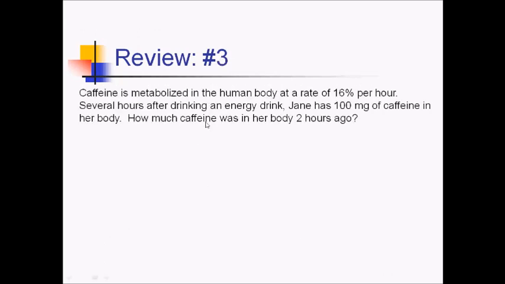For this problem, we have caffeine being metabolized in the human body at a rate of 16% per hour. Several hours after drinking an energy drink, Jane has 100 milligrams of caffeine in her body, in her bloodstream. We want to know how much caffeine was in her body 2 hours ago.